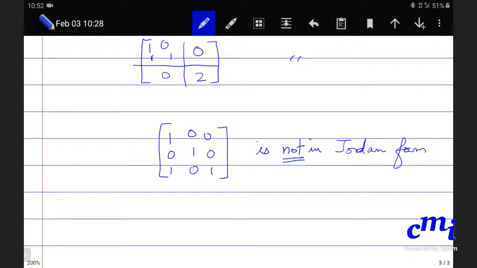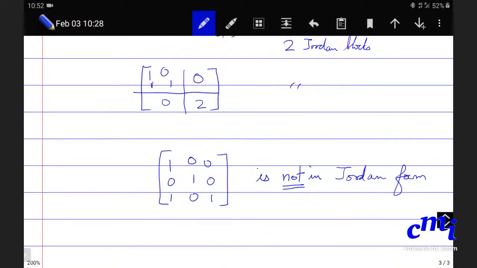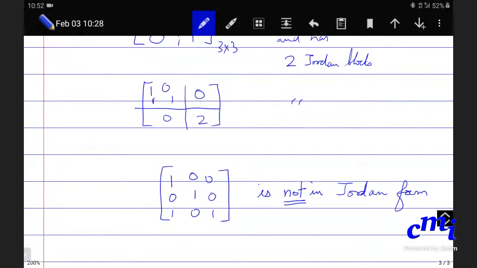There's no way we can partition this into blocks so that each block will be a Jordan matrix. I hope at least the examples clarify what the definition means. Now, it is easy to write down the characteristic polynomial of a Jordan block. So let us say that.